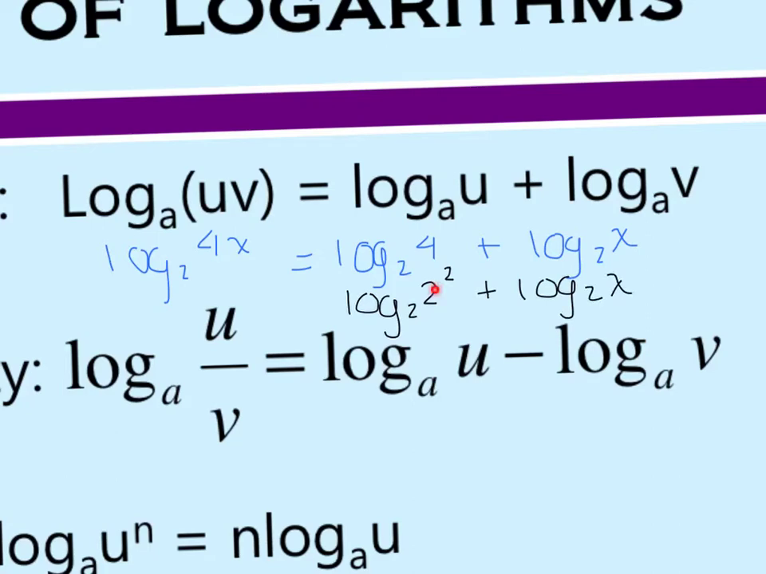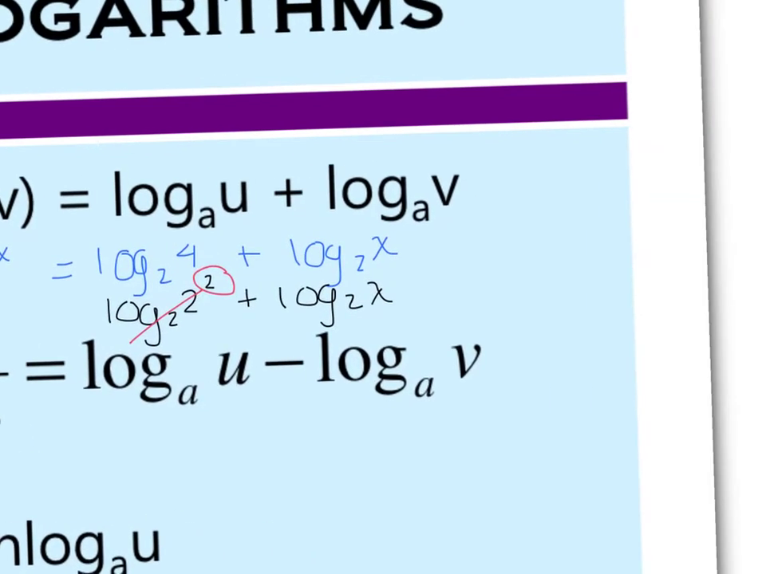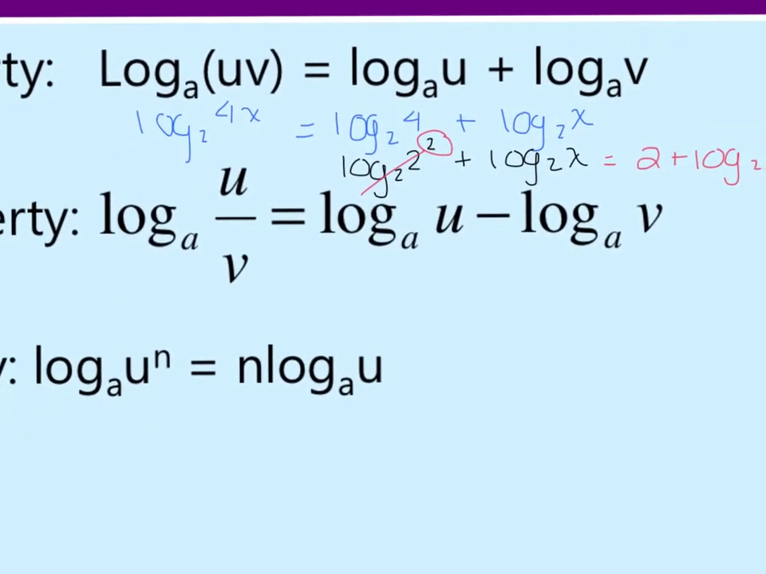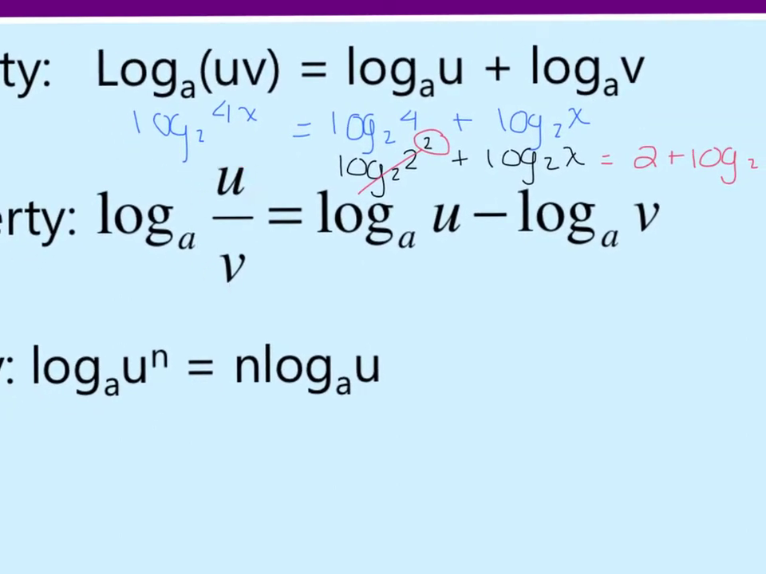And now that I have this, this is an inverse property that we talked about before, and this is going to reduce, and we're left with the exponent. So our solution here for this little side example is 2 plus log base 2 of x. Let's take a look at our quotient example. If you have a quotient, you can break it up through subtraction. So here, let's say for example, the same numbers, log base 2 of 4 over x. I can break it up as log base 2 of 4 minus log base 2 of x.